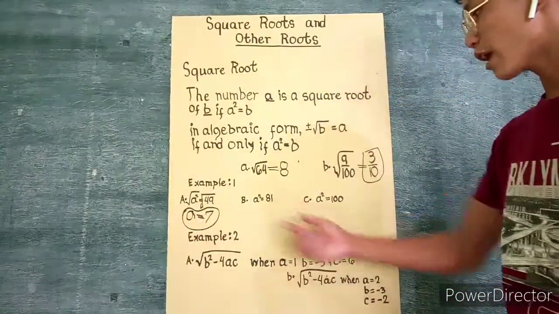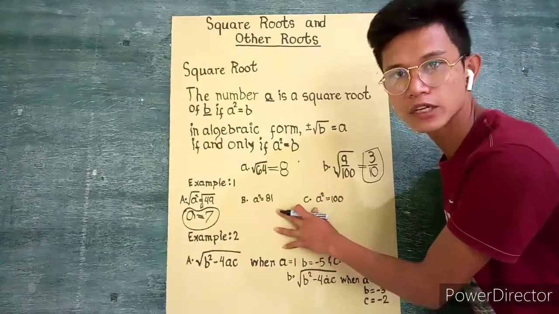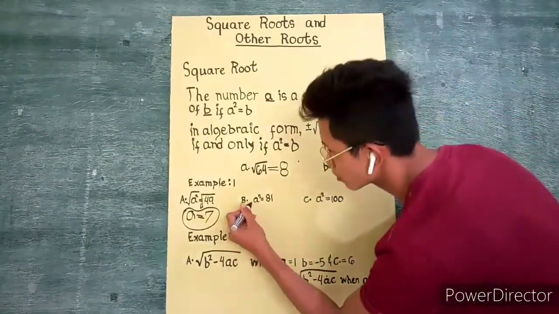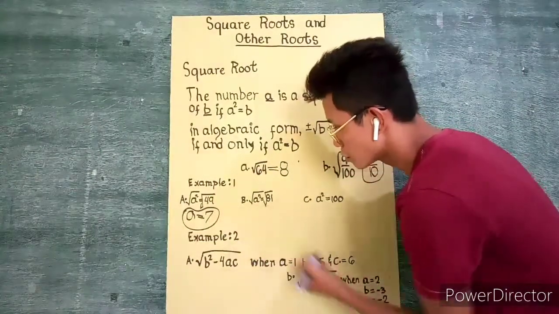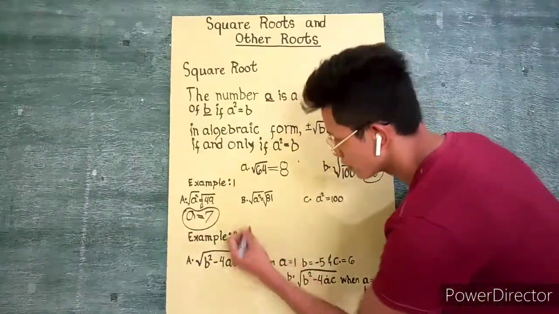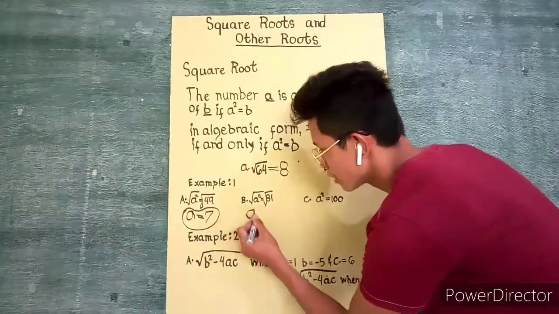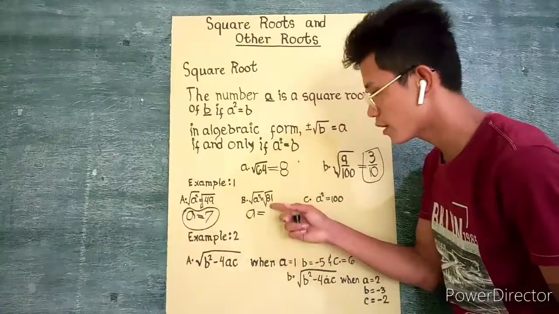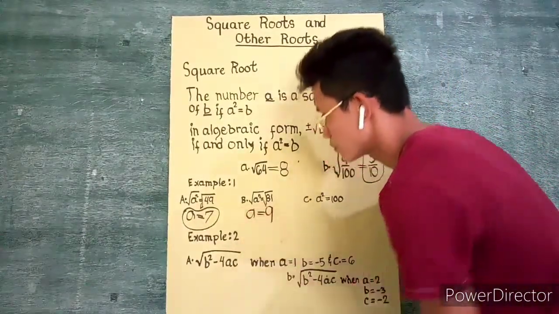Another example, we have A squared equals 81. Okay, A squared equals 81. So we're going to extract again the square root, also of 81. So the square root of A squared is equal to A. Then the square root of 81, that is 9.